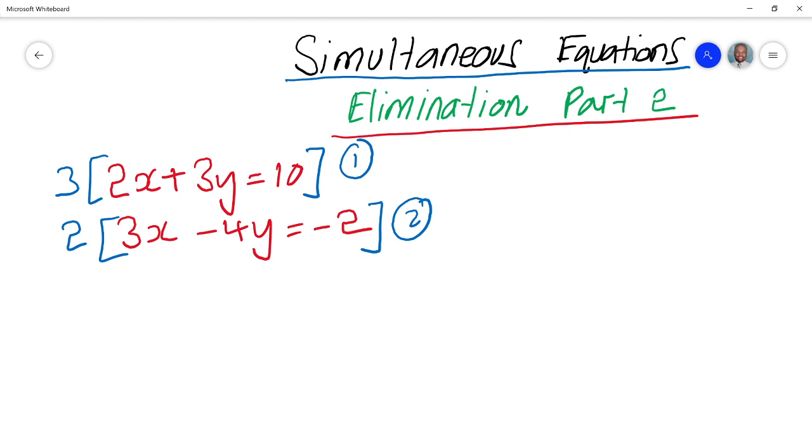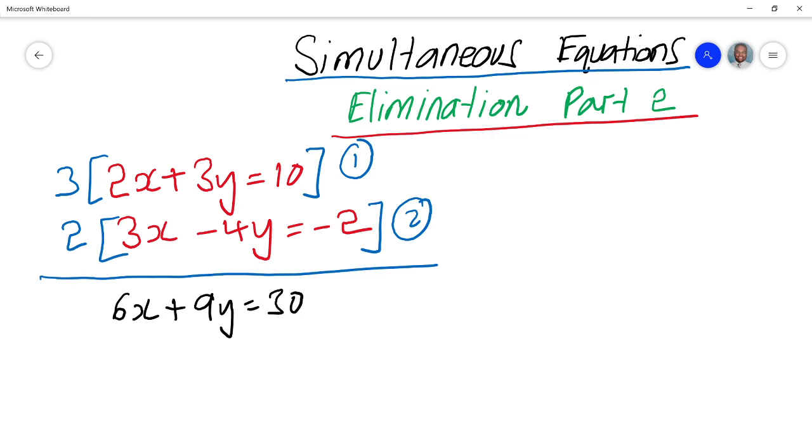But you want to work with the lowest number, all right? You still will get the right answer when you eliminate y, but it's good to work with the easy numbers, all right? So in this situation, we now need to expand. Remember, whatever you do on your left-hand side, you need to treat it equally on your right-hand side. So let's see the expanded figure. So that's going to be 6x plus 9y equals 30.